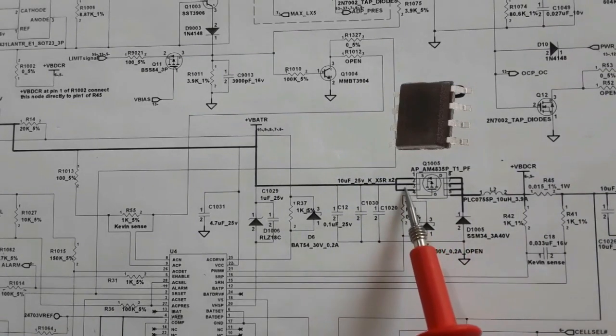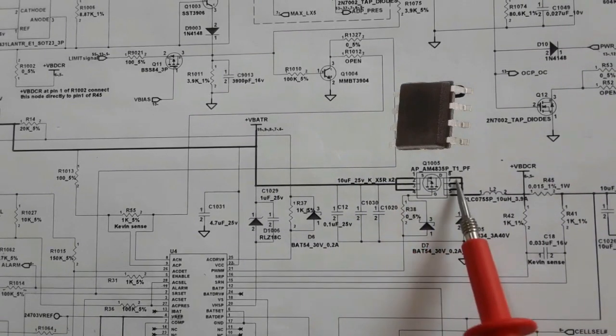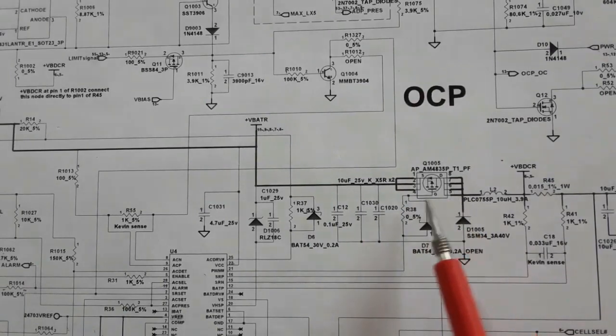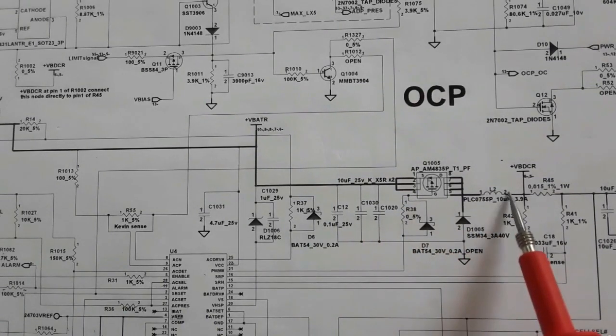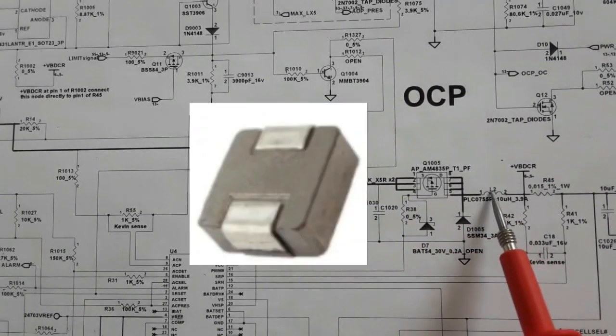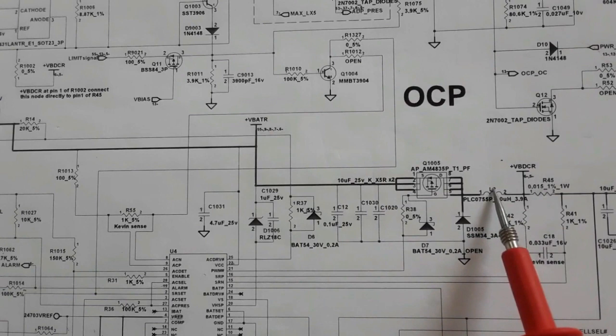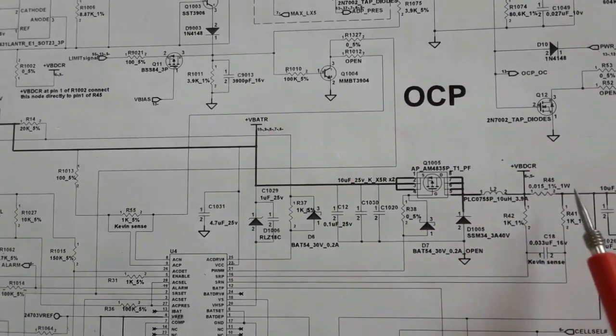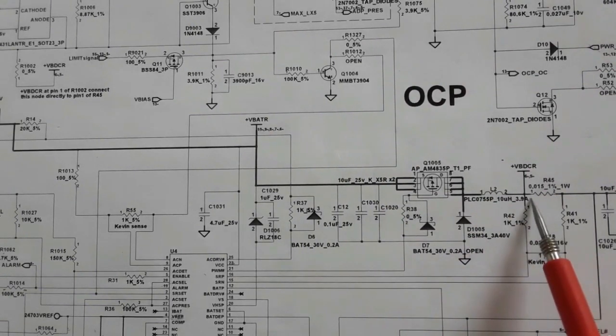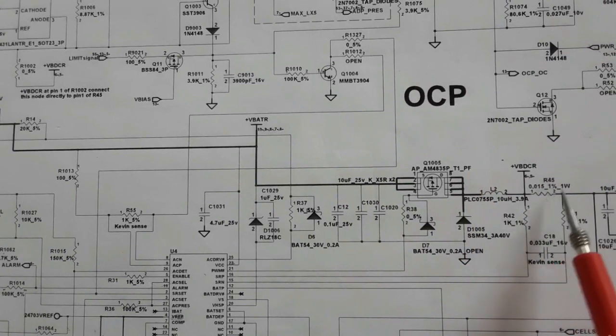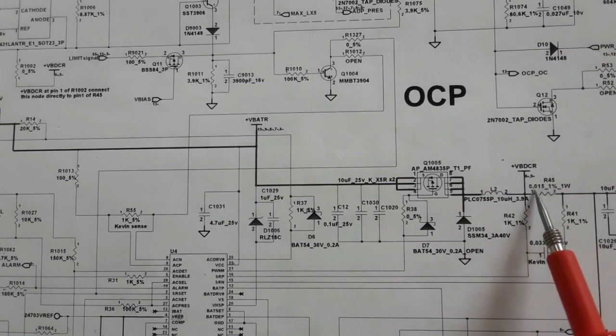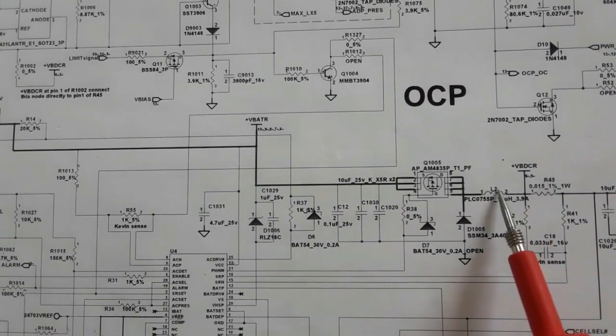Okay. So you will find this near to the battery. Okay. Here we have the gate, of course. This is another inductor, L2. This inductor is a big inductor, L2, as you can see. Here we have a sense resistor, a current sense resistor, R45. This is 0.015. This is a low resistor.